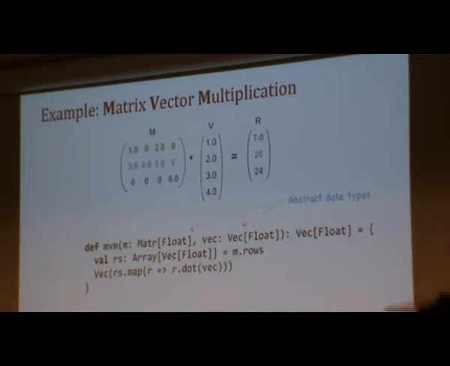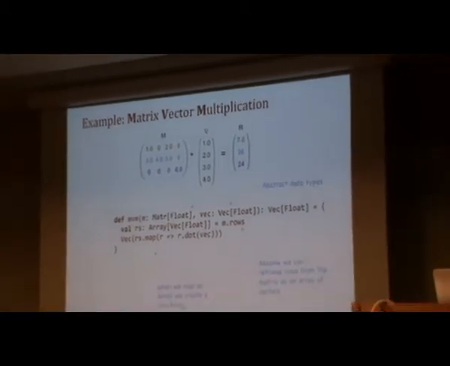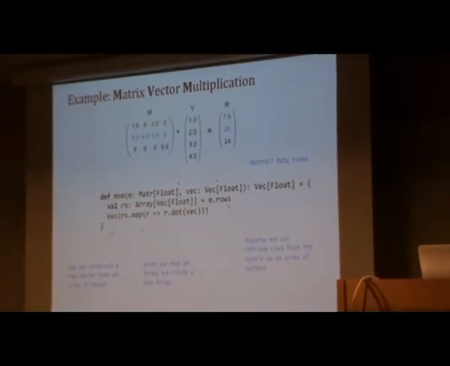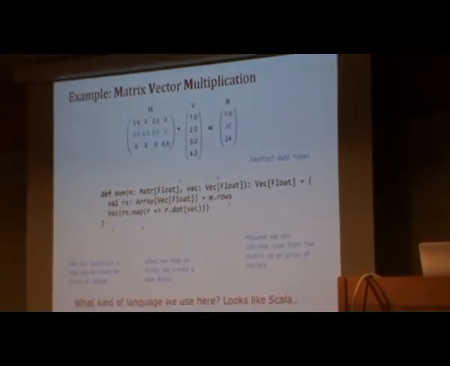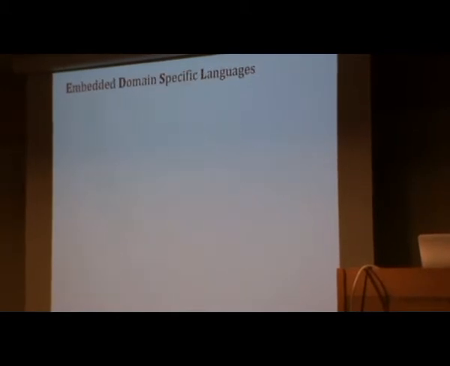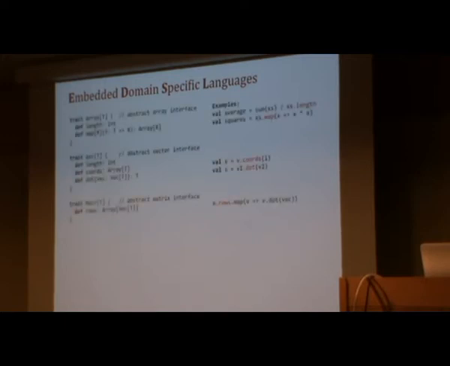We can take some rows from the matrix, map an array of rows into another array, and construct a new vector from this array of values. So what kind of language do we use here? It looks like Scala, but in fact it is an embedded domain-specific language, which is defined like this.